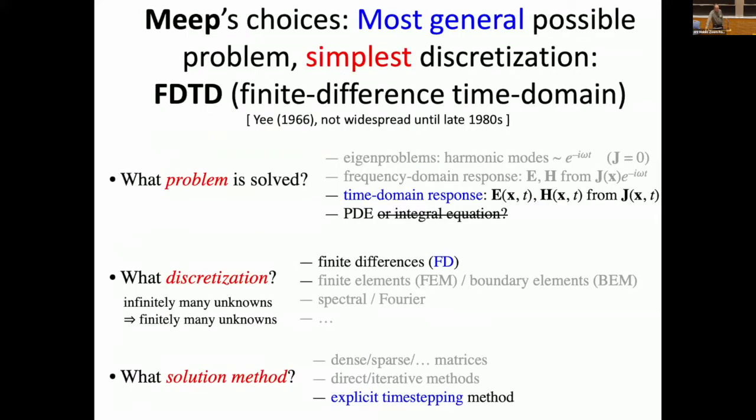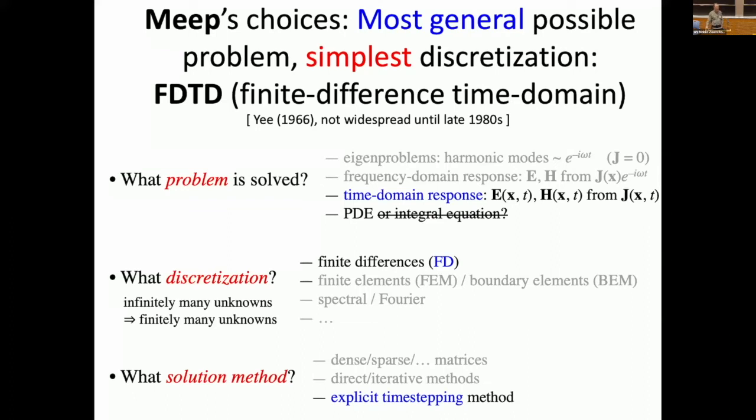So Meep is choosing basically the most general possible problem out of these, the time domain response from the time domain currents, and the simplest possible discretization, just slapping a uniform grid on it, and using finite differences, and a uniform grid in time, and using what's called explicit time stepping, where each new time step is just, mathematically, a sparse matrix times the old time step. And so this is, of course, the finite difference time domain method, or FDTD, which was introduced by Yee back in 1966. It actually didn't really become widespread until the 1980s.